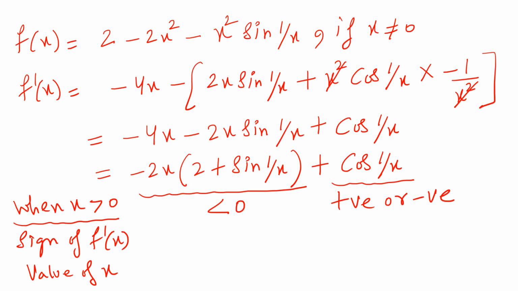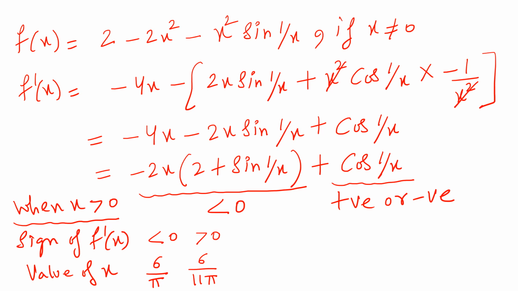Now students, if I start with x equal to 6 upon pi, then at this value 1 upon x becomes equal to pi by 6. So you can easily find the value of f dash of pi by 6, and this value comes as negative. Now if I take a smaller value, suppose I take 6 upon 11 pi, then at this value I get the sign of f dash x as positive.